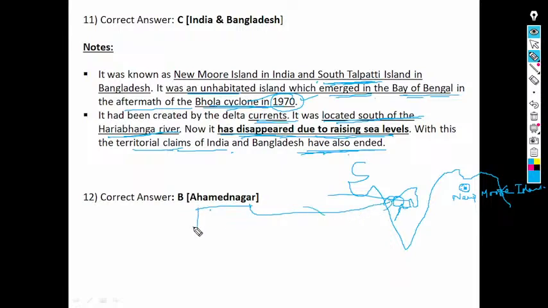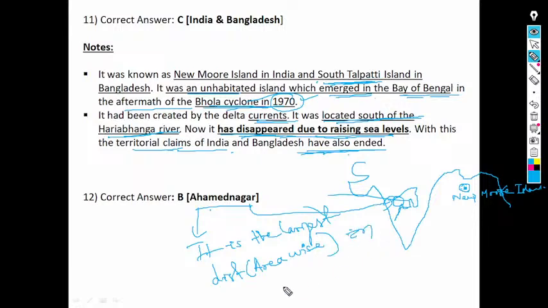It is, you can say, the largest district area-wise in Maharashtra.